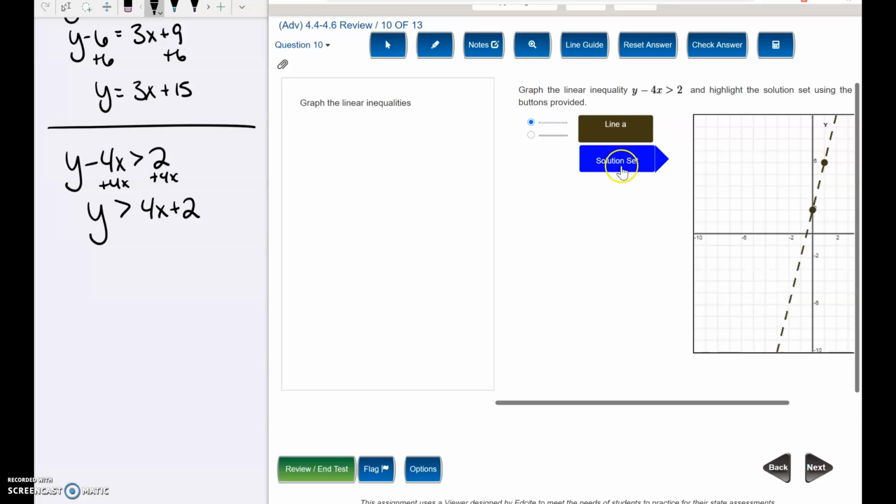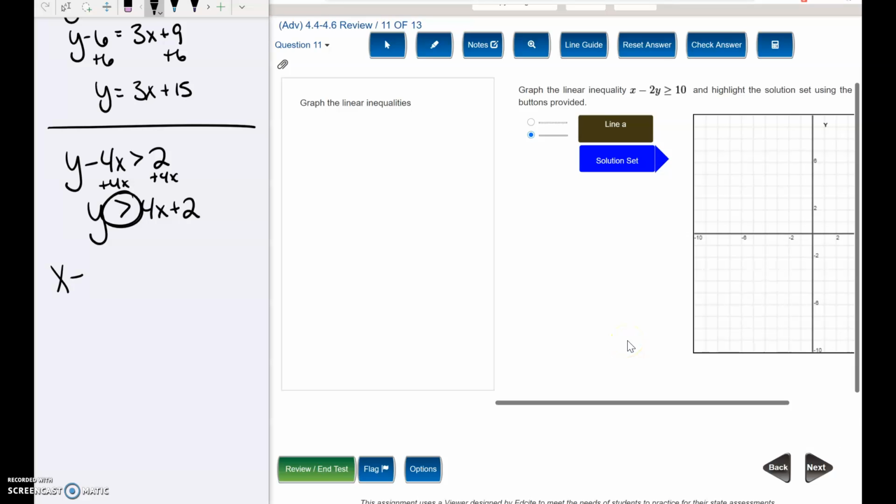Then we click solution set and we decide where to shade. Our final symbol was greater than, which means we shade up. So you click that side up and that's where the final solution set is. Remember, if the whole up or down is confusing, we could plug in 0, 0 and see if 0, 0 makes a true statement or a false statement. If it makes a true statement, you shade that side. This one would make a false statement, so we would shade the other side.